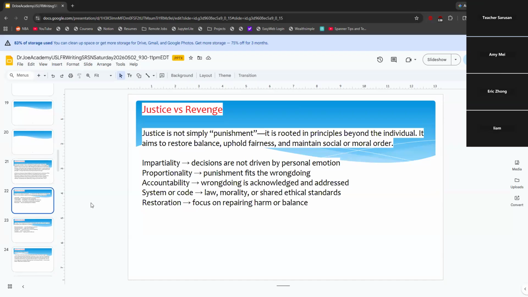Justice is not simply punishment. It is rooted into principles beyond the individual. Aims to restore balance, uphold fairness, and maintain social or moral order. Impartiality. Decisions are not driven by personal emotion. Proportionality. Punishment fits the wrongdoing. Accountability. Wrongdoing is acknowledged and addressed. System or code. Law, morality, or shared ethical standards. Restoration. Focus on repairing harm or balance.